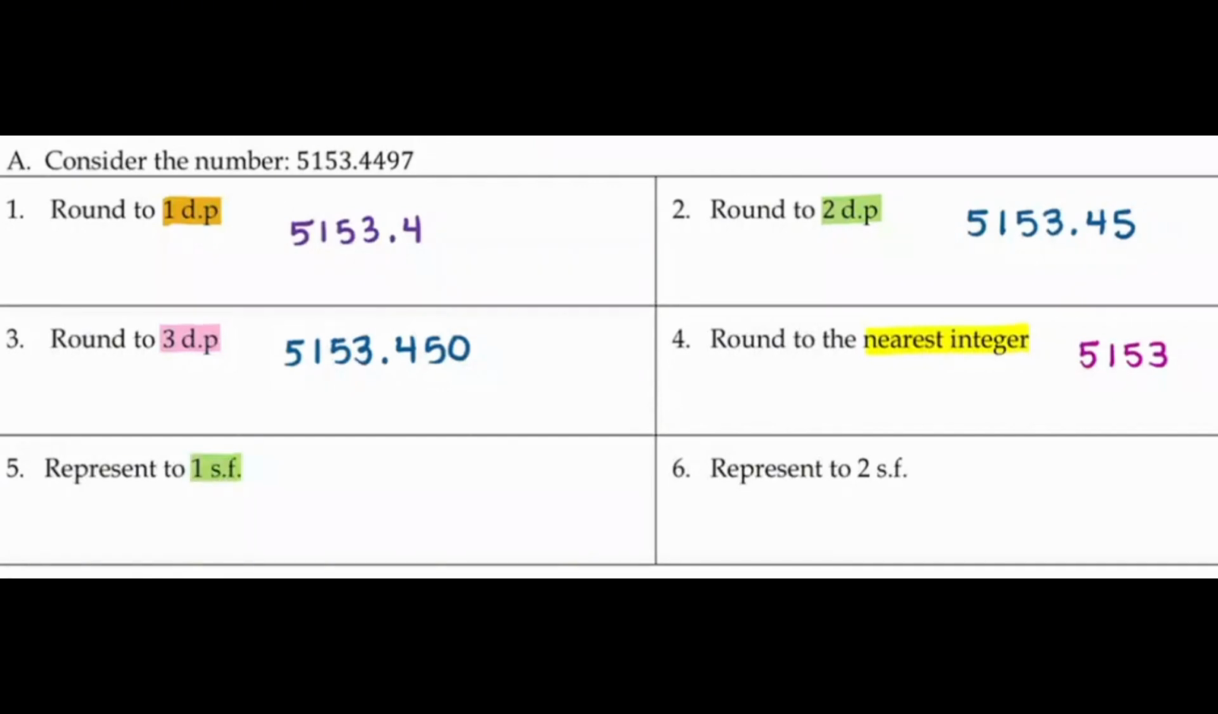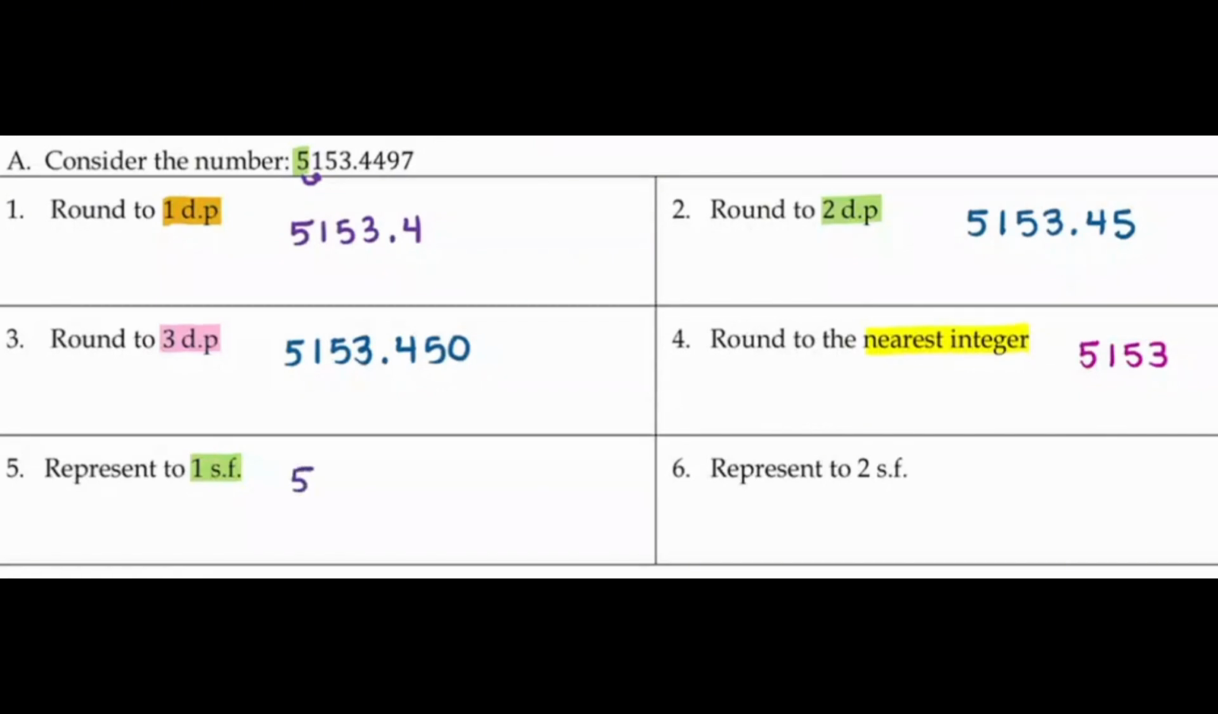Number 5 wants us to represent our answer to one significant figure. So I'm going to identify the first number, that is one significant figure. I am going to use my rounding skills. I'm going to look over to the right, and that number 1 is less than 5, which means that the highlighted number is going to stay at 5.